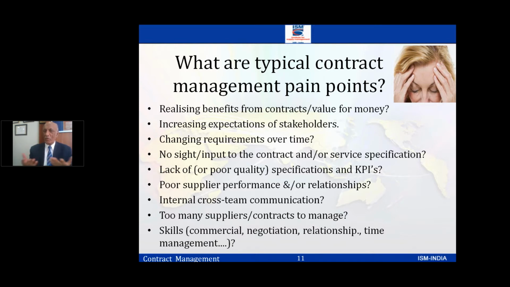No side input to the contract. Then we say lack of poor specification, lack of specs and KPIs. The performance indicators are missing. You have made the contract, but the KPIs are not spelled out. Specs are very generic. And then you find, oh, standards are missing in this.